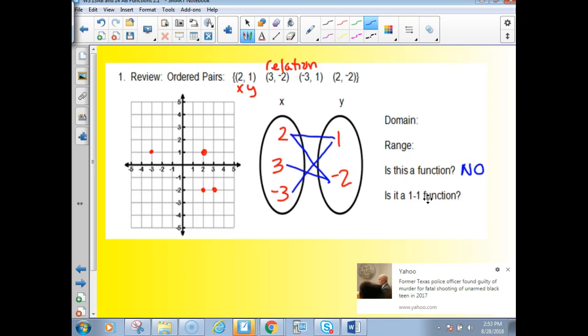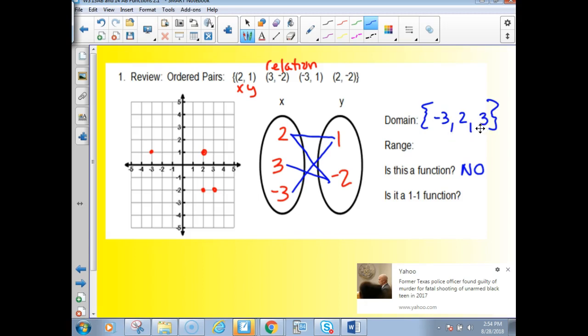Is it 1 to 1? Well, how many points are there right here? There are 4 points. So the domain consists of all the x values of those points, and you typically put them small to large. That'd be -3, 2, and 3. Since there's only 3 domain values, this can't be a one-to-one function.